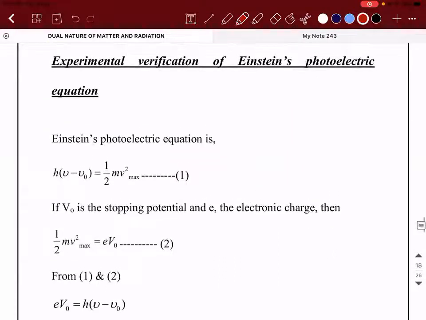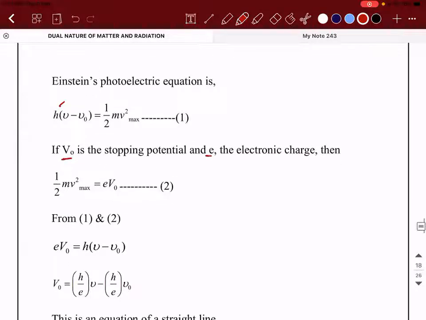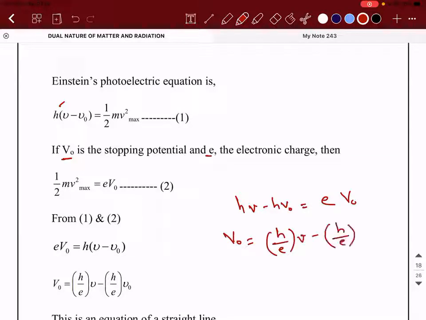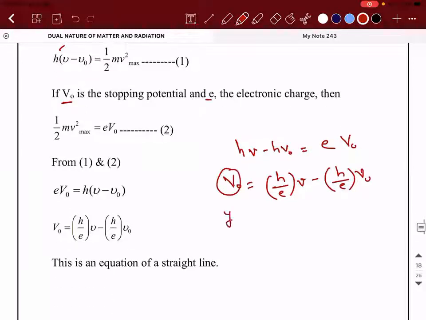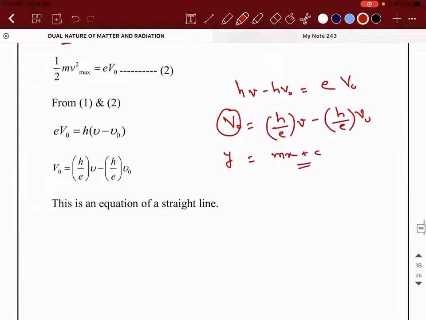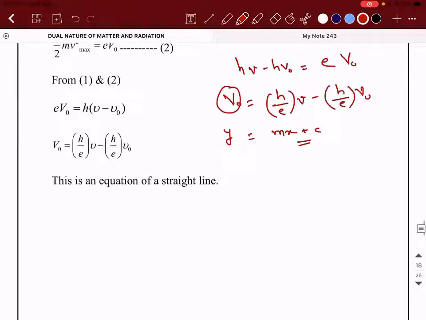Now, the experimental verification of Einstein's photoelectric equation. According to Einstein's photoelectric equation, h nu minus h nu naught is equal to half m Vmax square. If V naught is the stopping potential and e is the charge of the electron, then we know that half m Vmax square is equal to e V naught. So from this, I can conclude that h nu minus h nu naught is equal to e V naught. So what will be the value of V naught? V naught will be equal to h by e into nu minus h by e into nu naught. So if I take V naught on the y-axis, this will be of the form y is equal to mx plus c, and this equation represents a straight line.